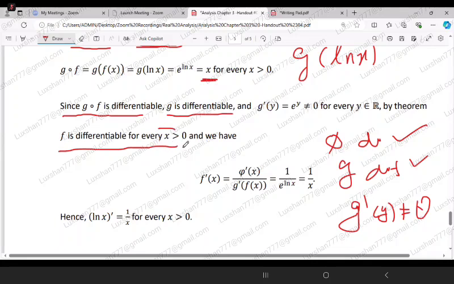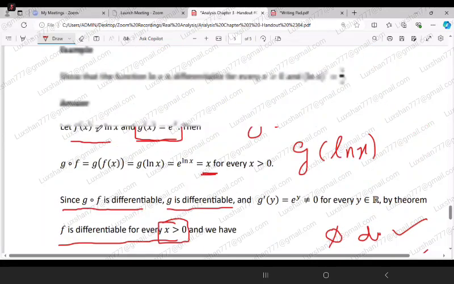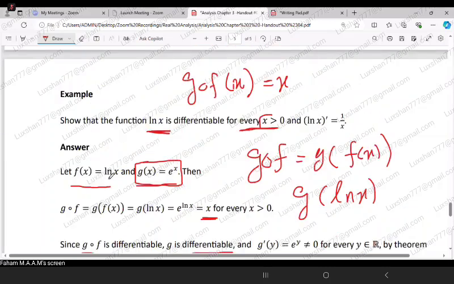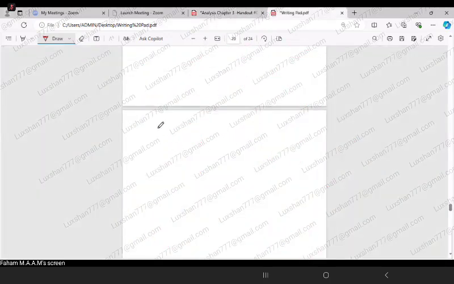Why are we saying for every x? Because you have to take the common domain, because f(x) is defined only for positive x. Therefore, when you define g circle f, that also you have to define for positive x. You can't define for negative ones. So you have to understand. Okay?